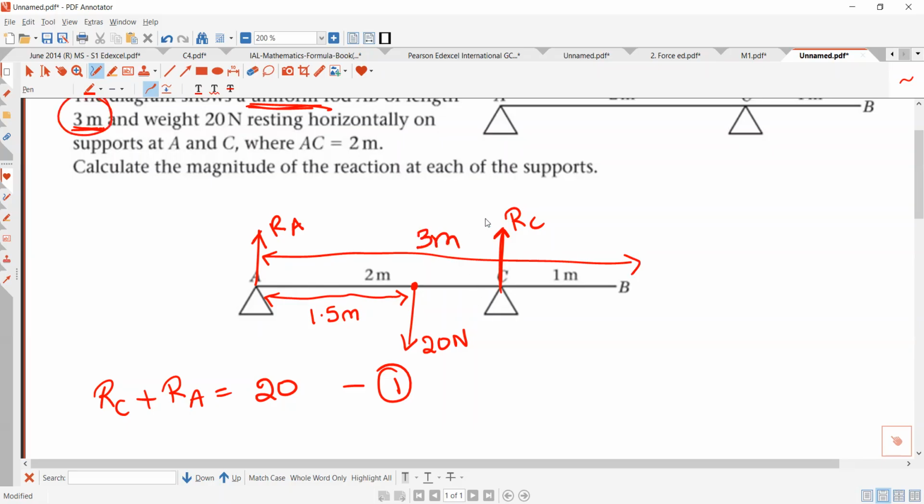And they said it's a uniform rod. Therefore, your weight acts at the center. So, the whole rod is 3 meter. What will your center be? Okay, that's my bad. Total upward force is equal to total downward force. My equation number one is over.